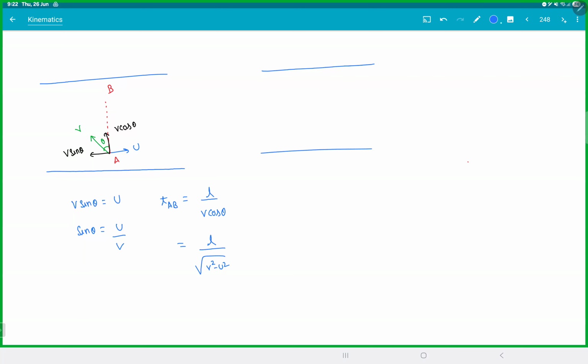When you're going from B to C, you're going with the river, so your speed is V plus U. So time taken to go from B to C will be simply L by V plus U. Similarly, when you want to go this way from D to A, your speed is V minus U. So time taken from D to A is L by V minus U.